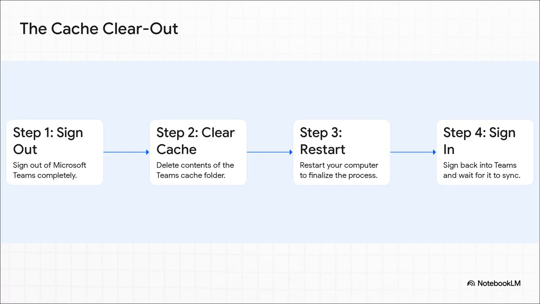We're talking about the classic turn it off and on again, but the Teams version. We'll call it the cache clear-out. It's just 4 simple steps. 1. Sign completely out of Teams, and I mean really sign out. Don't just close the window. 2. Find the Teams folder on your computer and just delete the cache files inside. 3. Give your machine a full reboot. And 4. Sign back in. That's it. This forces Teams to start fresh, and you'd be surprised how often this one trick does the job.